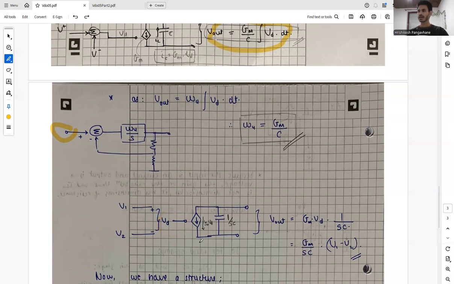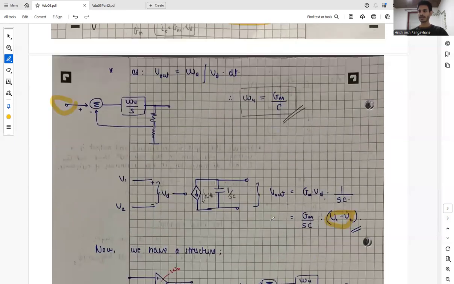The transconductor, or voltage controlled current source, has gain GM. So the current of GM times VD will flow through this, and we have a capacitor of 1 by SC. Our V out can be given by the current times the impedance of the capacitor, and this comes out to be GM by SC times the voltage difference VD, which is V1 minus V2.